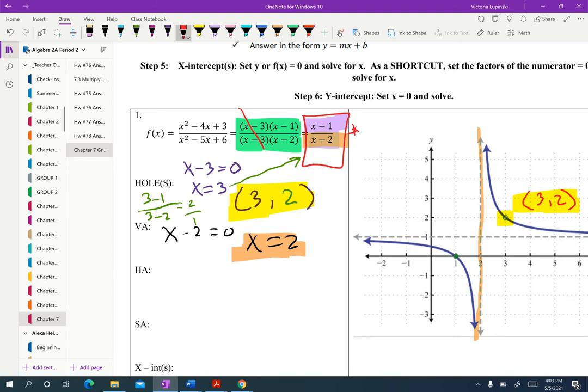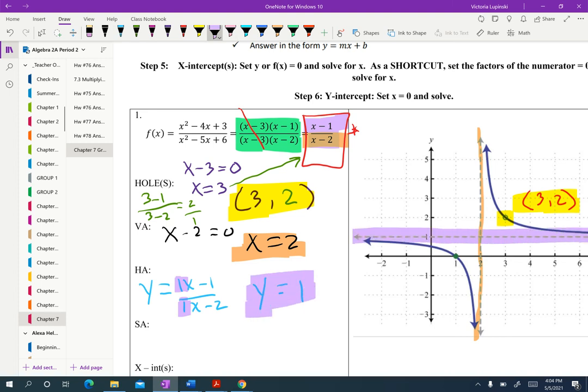If you look at the degree, you can see that these are both x to the first. So if you wanted to find the horizontal asymptote, you have 1x minus 1 over 1x minus 2. In order to find the horizontal asymptote, you are going to find the ratio of the coefficients. So, of course, 1 over 1 turns out to be 1. That means that that is where your horizontal asymptote is. And again, you can either draw it with a color or with a dotted line.